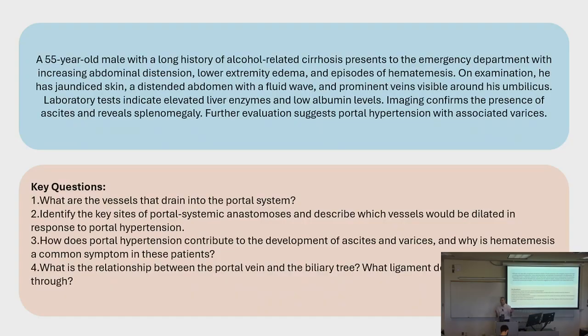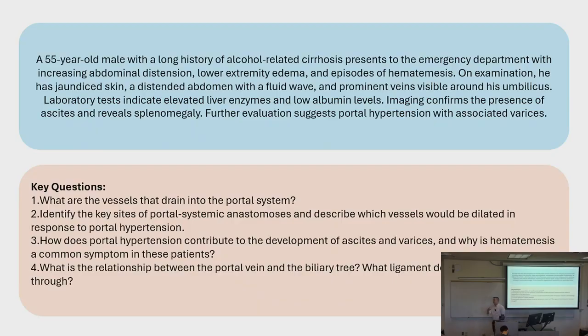So using all the words that you'll see in the future about hematemesis, vomiting up blood, on exam, he has jaundiced skin, so his skin is yellow, a distended abdomen with a fluid wave. That tells me that he has fluid in his belly, and prominent veins visible around his umbilicus. Laboratory tests show elevated liver enzymes, low albumin levels. Imaging confirms the presence of ascites, again, fluid in the belly, and reveals splenomegaly. Right, further exams suggest portal hypertension with associated varices.